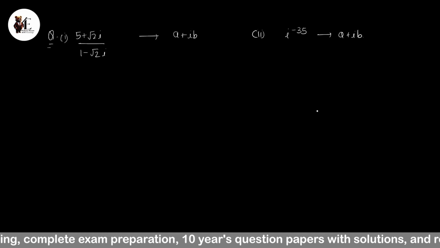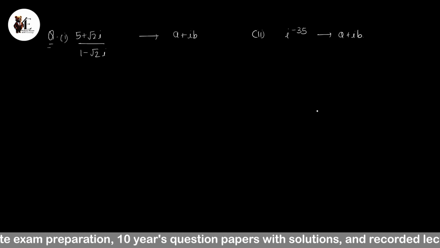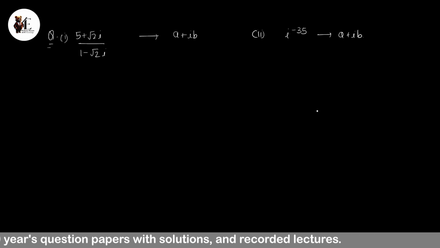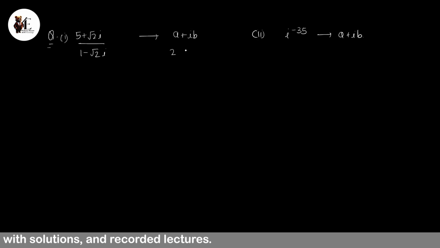Is part A 21 plus 72i? Okay, I don't think it's correct. 21 plus 72i. Okay, we'll see. And okay, let's discuss the first part.